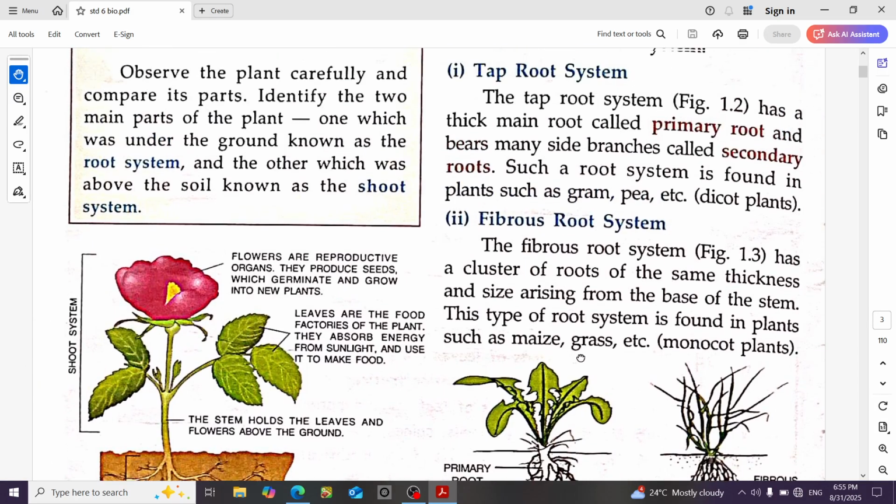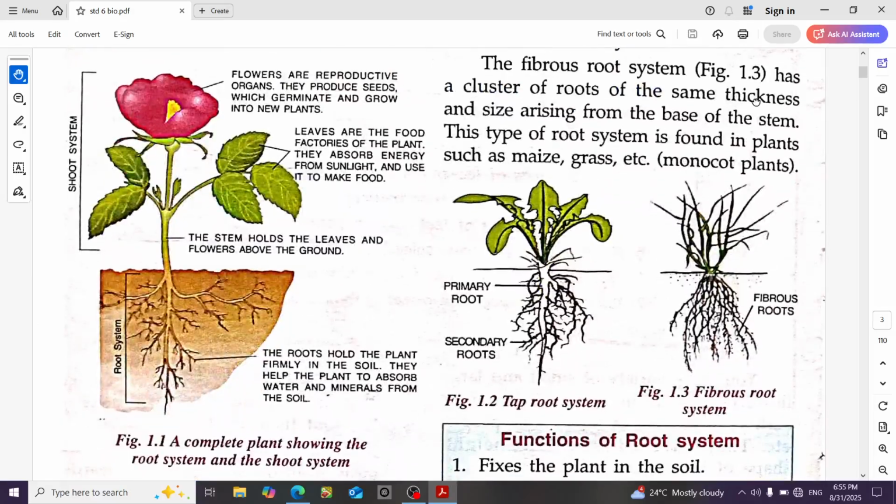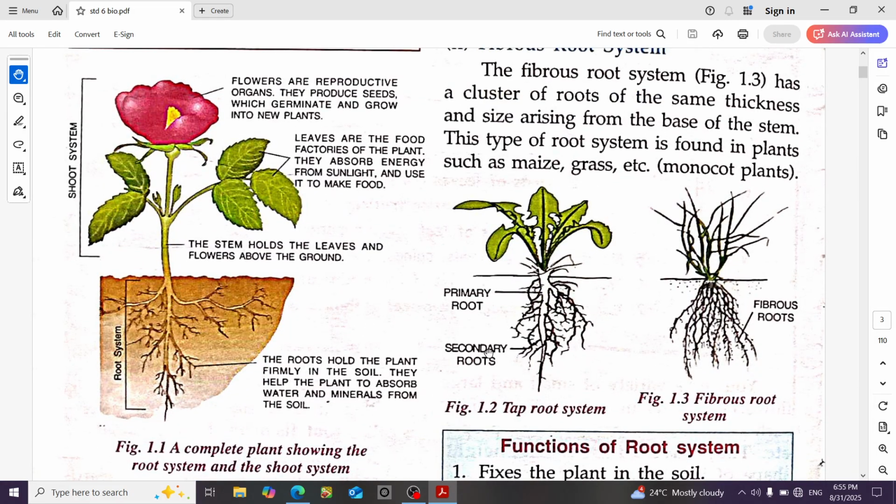So let's read this. Types of root system. Two types are shown here: tap root system and fibrous root system. Now, what is a tap root system? With the help of diagram, they've shown us. Let us see this diagram carefully. See the tap root system and fibrous root system.